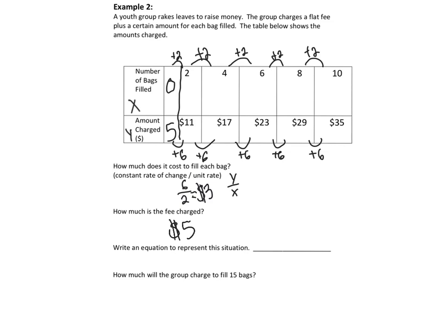Now we need to create an equation. We always are going to use the form y equals mx plus b, where the m equals the change of y over x, which is just what we figured out here, the change of y over x. And the b is going to represent that one-time fee.